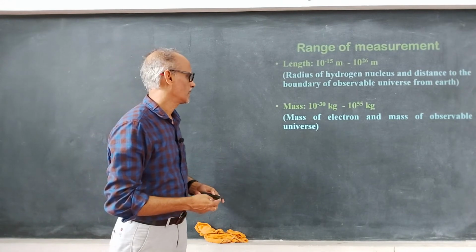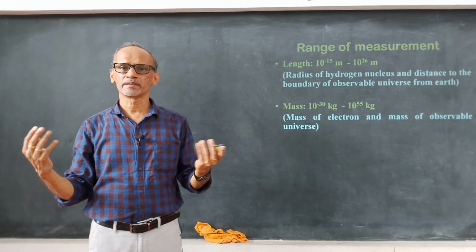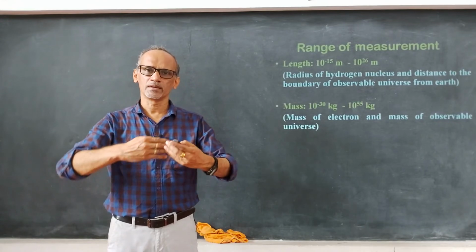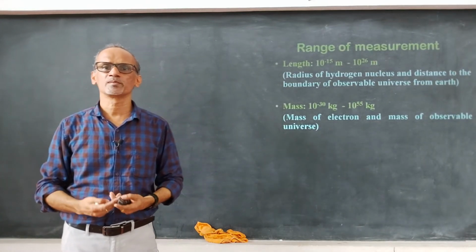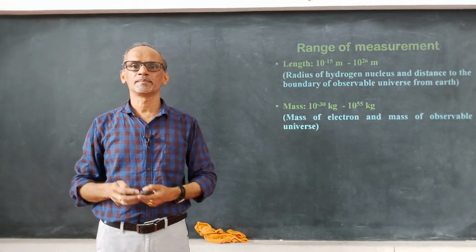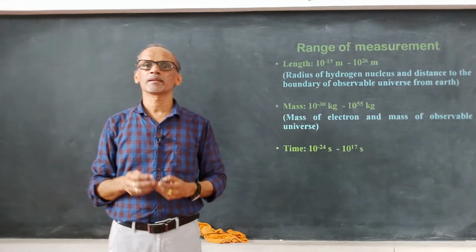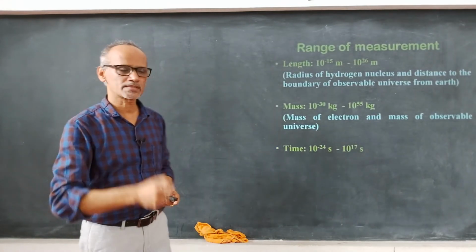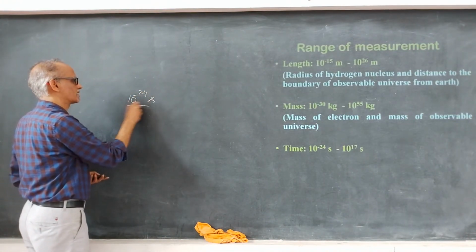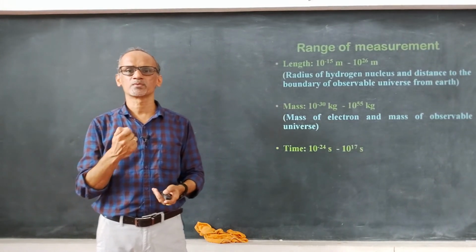If you include everything, the planets and all the matter under the observable universe, then that mass comes out to be nearly of the order of 10 power 55 kg. So, this is the range of the mass discovered so far. Similarly, what is the range of the time that we have measured? The smallest time that we have recorded is 10 power minus 24 second. It is such a small value, student, such a small value.